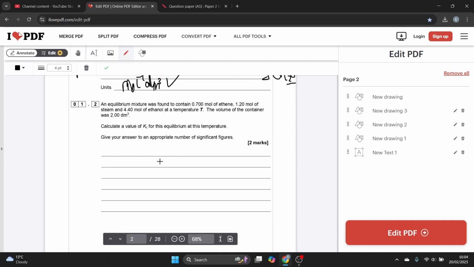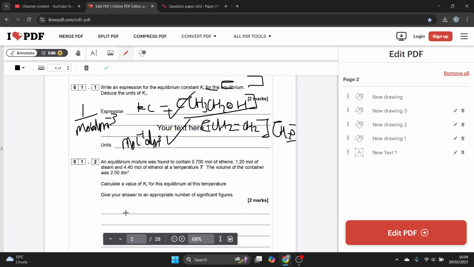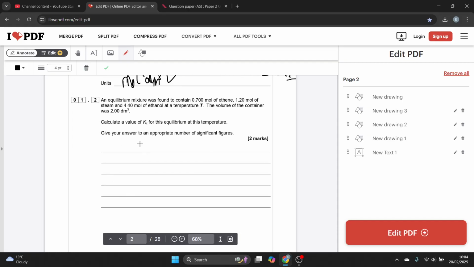The equilibrium mixture contains this much volume, calculate Kc. So therefore Kc, I'm just substituting these values in. Square brackets represent the concentrations, right? So moles over volume is concentration. The first thing on the top is ethanol, so 4.40 divided by 2, divided by the reactants to the power of their coefficients. Ethene 0.700 divided by 2, times H2O 1.20 divided by 2, and I get 10.5 to 3 significant figures.